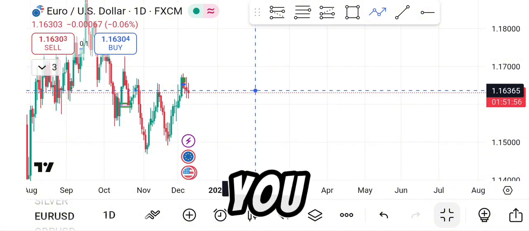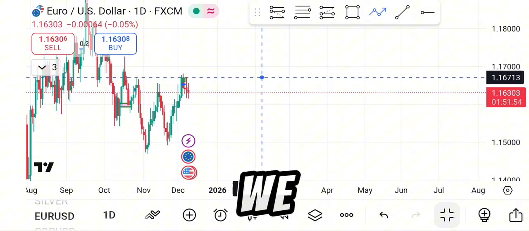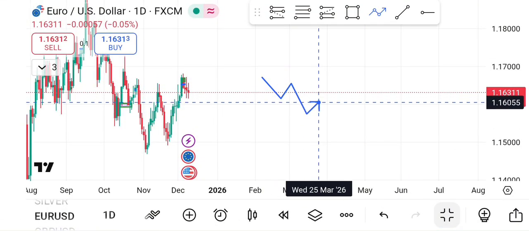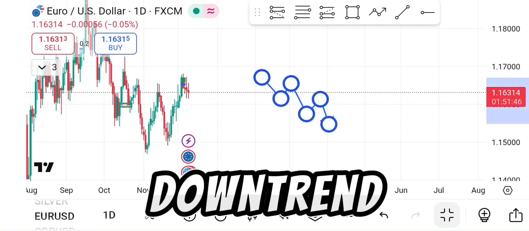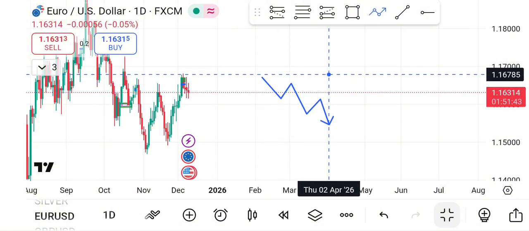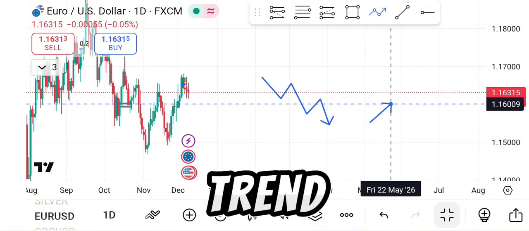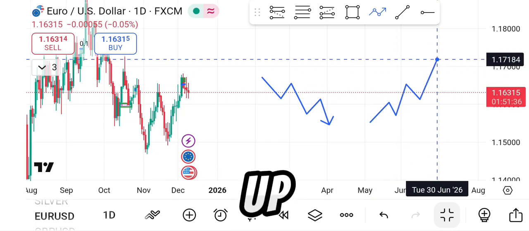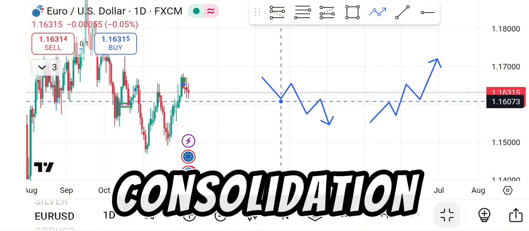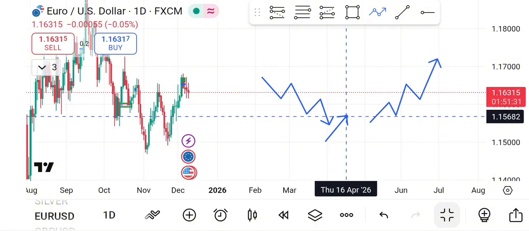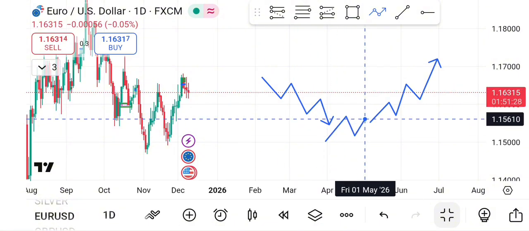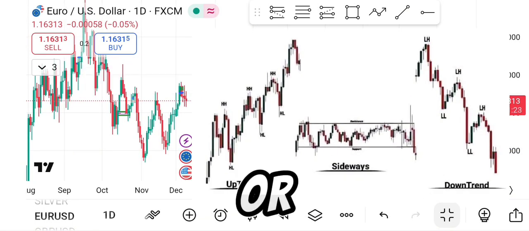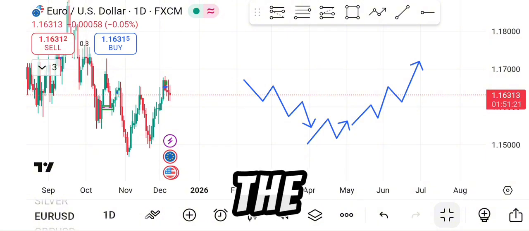So firstly, we know we have three types of trend. We have the downtrend, the uptrend. Please don't mind the way I'm drawing it though. The uptrend, and then we have the consolidation, or sideways trend. These are the three types of trends we have.